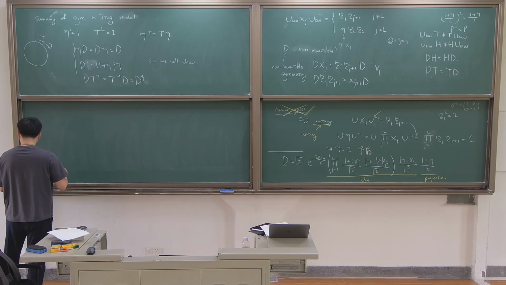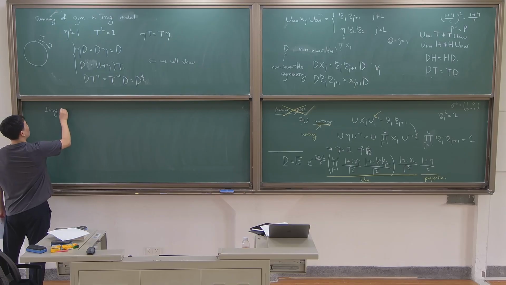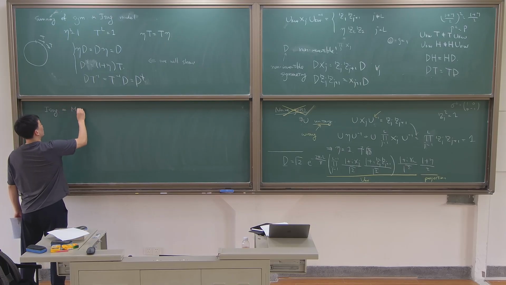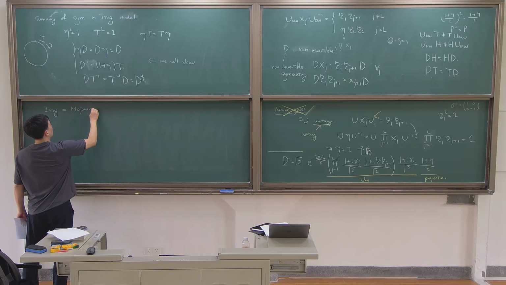So let's derive this one. To derive this one, you map to the Ising. It's equal to Majorana fermion.